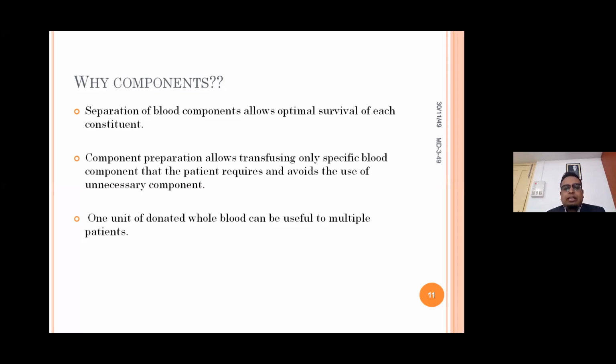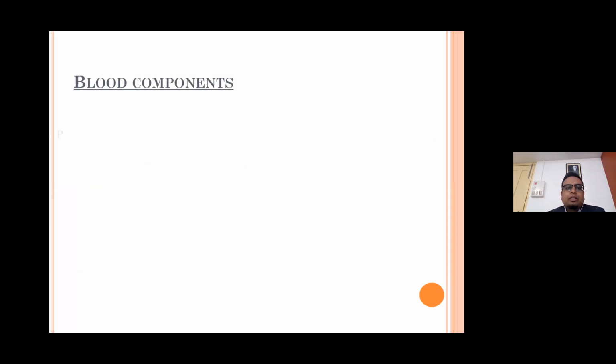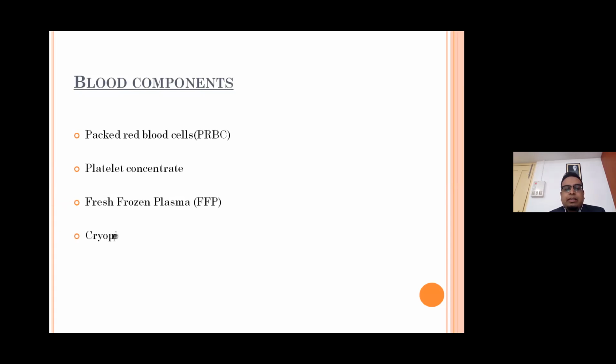One unit of donated whole blood can be useful to multiple patients, and using blood components adds to the blood inventory. That is how the use of components is useful to the blood bank as well as to the patients and the donors. So what are the blood components that are available? The blood components available are packed RBCs, platelet concentrates, fresh frozen plasma, and cryoprecipitate mainly. Also, we get cryo-poor plasma. These are the basic components available from a unit of whole blood.